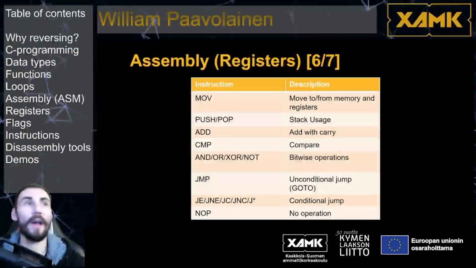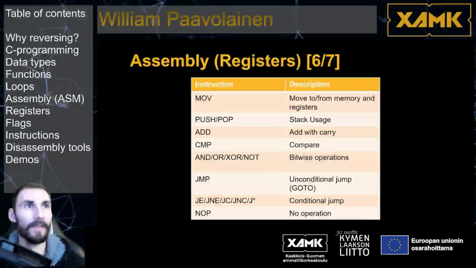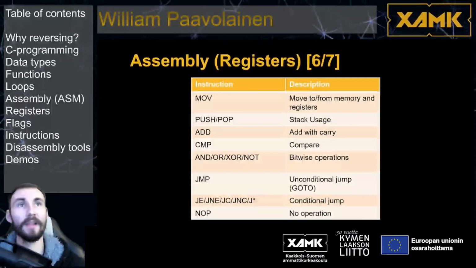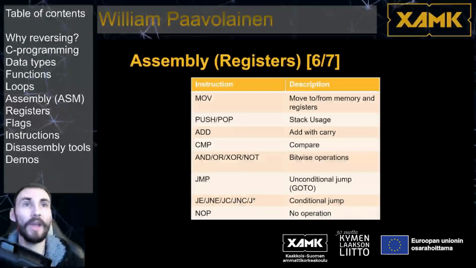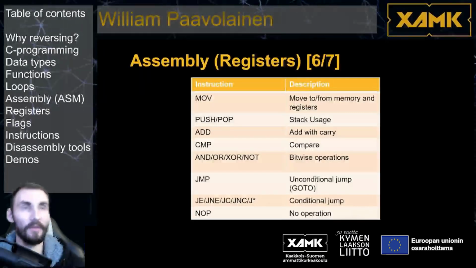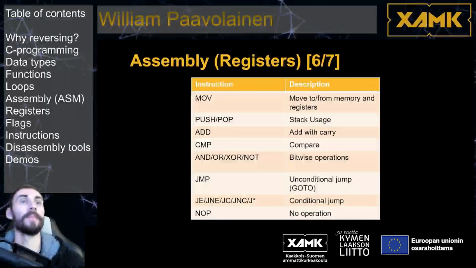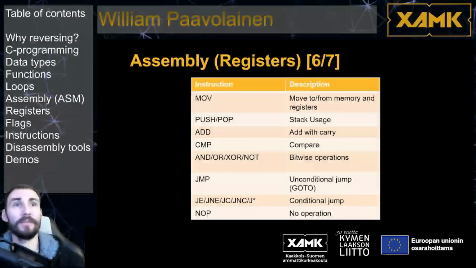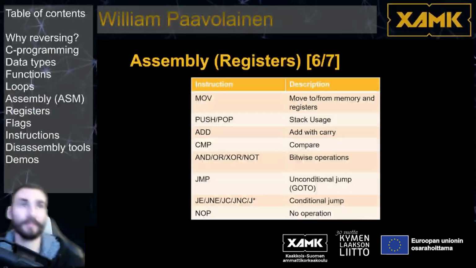So if you have worked with any kind of programming language really, you can use the go-to statement, and this is basically that, but within assembly. Then we have JE, JNE, JC, so on and so forth. There's also JZ and so on. And these are conditional jumps, so we jump if some kind of condition is met.